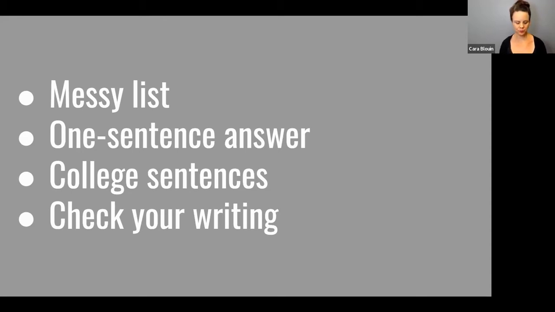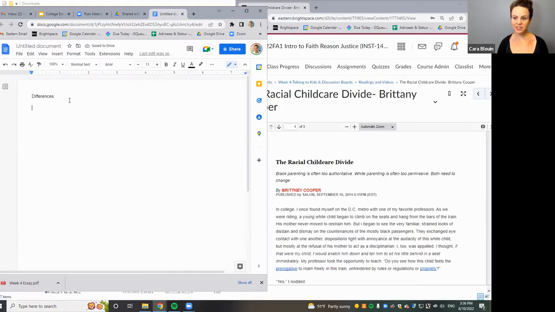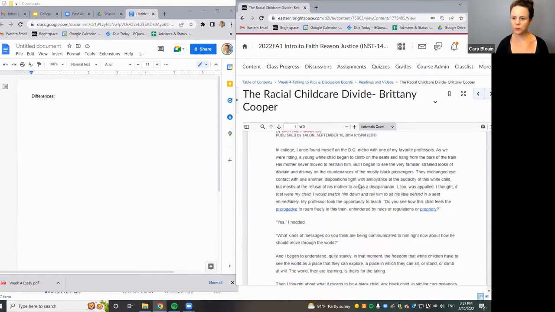So if I were going to write the first section of my essay for this prompt, what are the differences between Black and white parenting styles? I would start by making a messy list for that question. Since I have to answer a question about the essay, the racial childcare divide, I'm going to open my messy list in a Google Doc on one side, and then I'm going to look at the article on the other side. So I'll be reading to answer the question, what are the differences between Black and white parenting styles? I'm just going to start scanning the text to see if I can see anything about these differences.